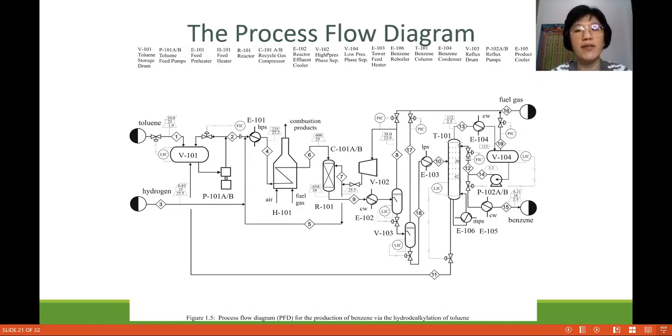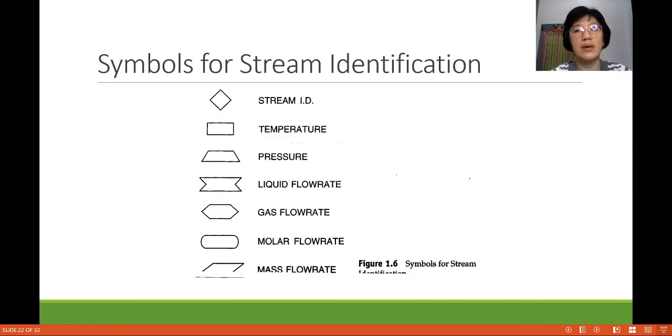This is the process flow diagram for the production of benzene via the hydrodealkylation of toluene. So if you look at here, we have toluene as the raw material, and hydrogen is used to hydrogenate the toluene, and the product will be benzene. Okay. So this is benzene. I think you have learned the process flow diagram in your mass and energy balance subject. So I won't go through in detail.